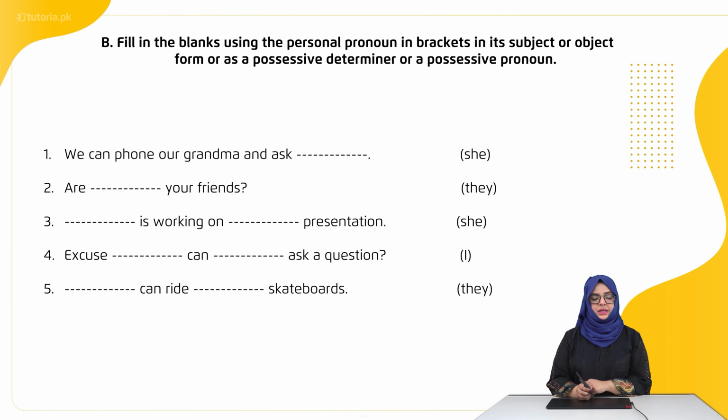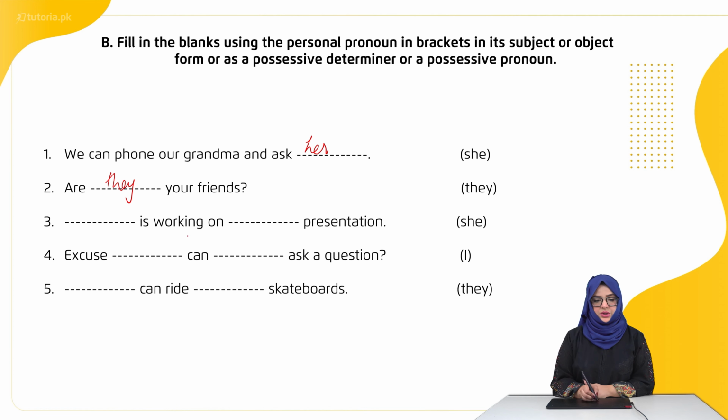Let's move on to next question, which is fill in the blanks using the personal pronoun in brackets in its subject or object form or as a possessive determiner or a possessive pronoun. So let's see. First is, we can phone our grandma and ask dash, ask her. Second, are dash your friends and we have they in the brackets. So यहाँ पे आएगा, are they your friends?